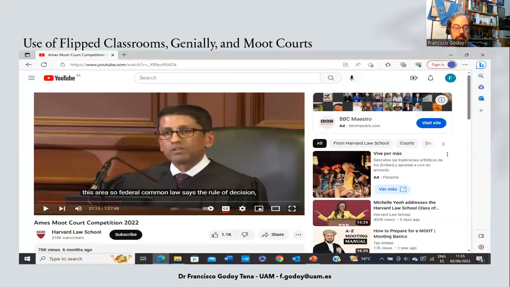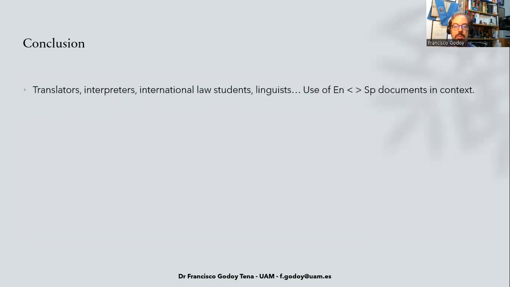This could be one example. In this case, we can have federal common law. In this case, we can talk about US law, rule of decision, etc. So as possible conclusions, it's really important for translators and interpreters to use it for possible English and Spanish documents in context.